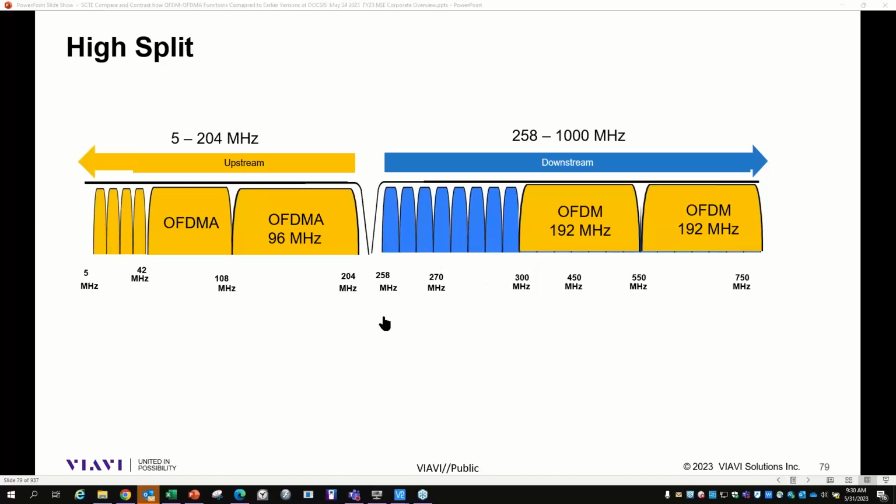As more and more of this is starting to happen, obviously with the expansion of the bandwidth and supporting single QAM carriers all the way up to 85 megahertz, and from that point it will be OFDMA carriers all the way up to 204 megahertz. So this is the high split, and it could be a combination of variations.